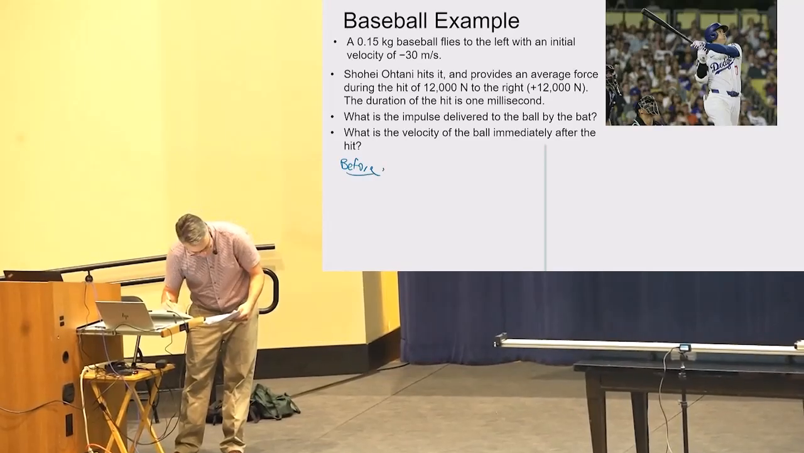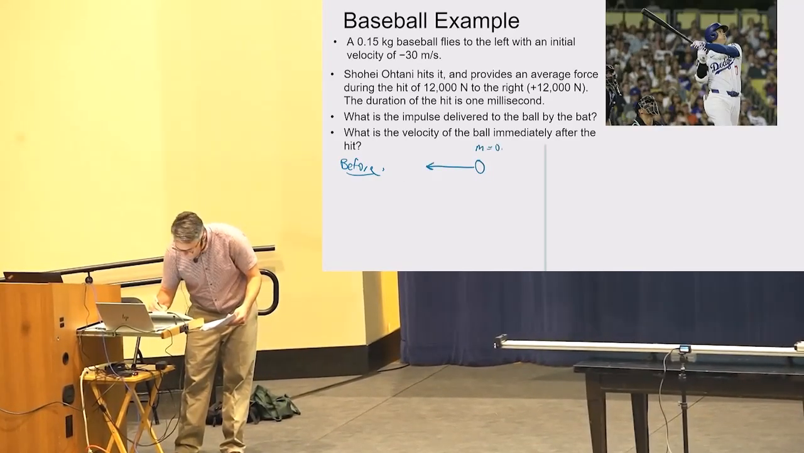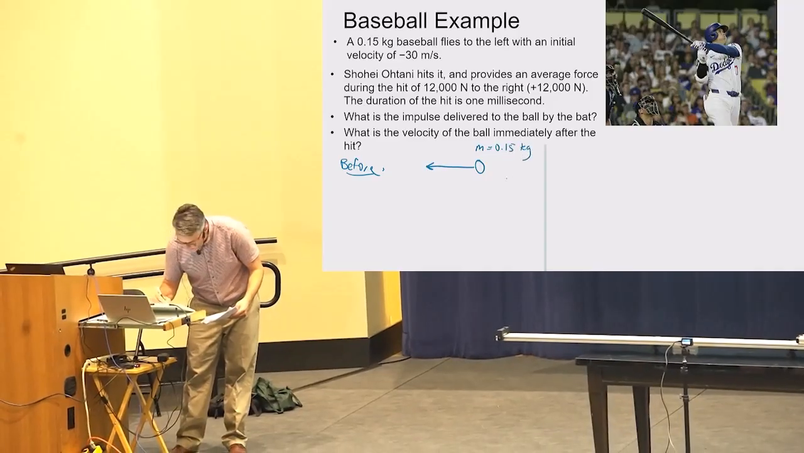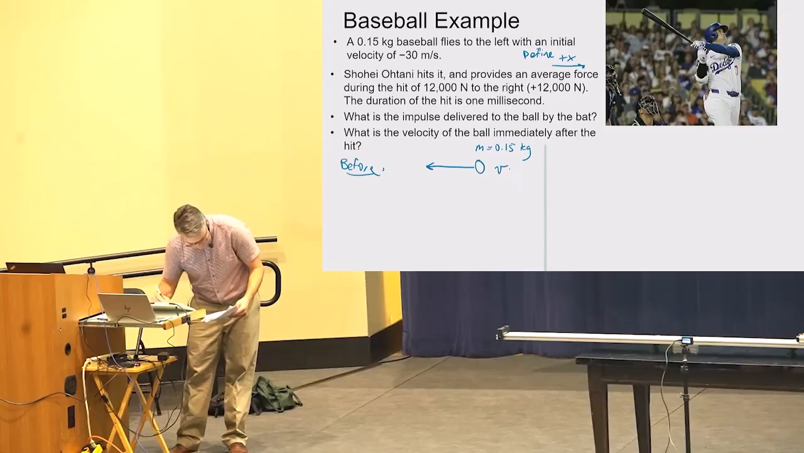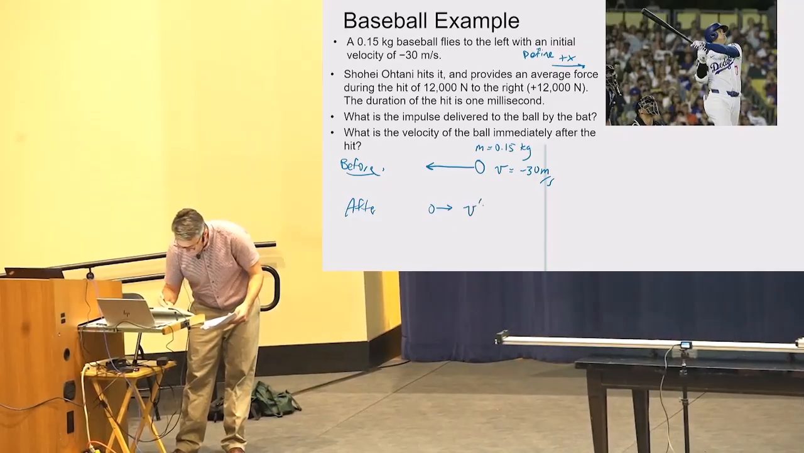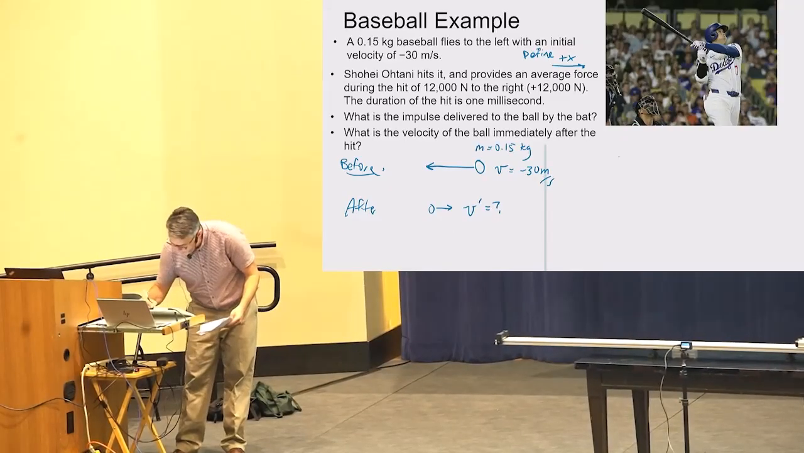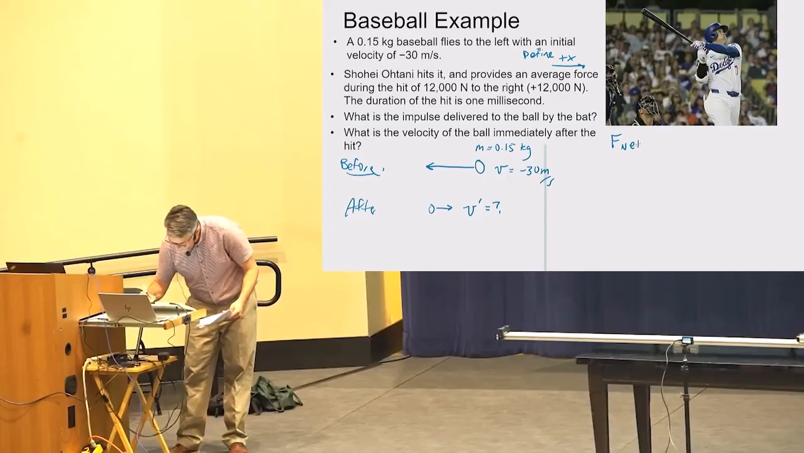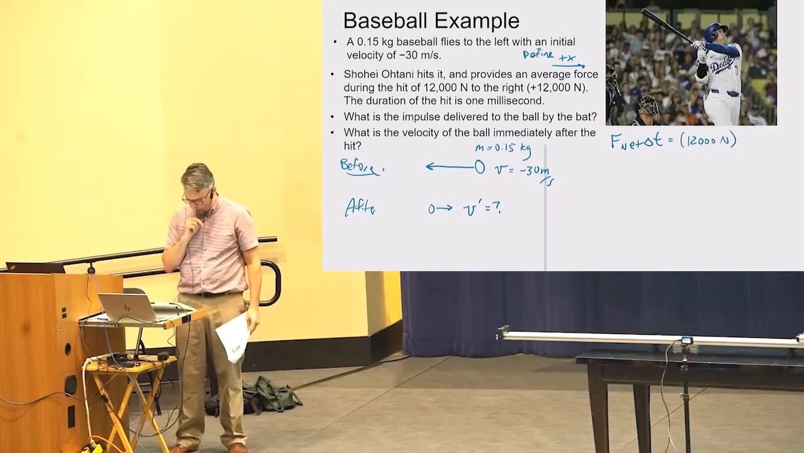And the thing I care about here is the baseball. So the baseball has a mass of 0.15 kilograms, and its velocity, if I define plus x to the right, is negative 30. And then after, hopefully he hits it to the right, but v prime is what we don't know. But we do know that F net times delta t is the impulse, which is 12,000 newtons times 1 millisecond.